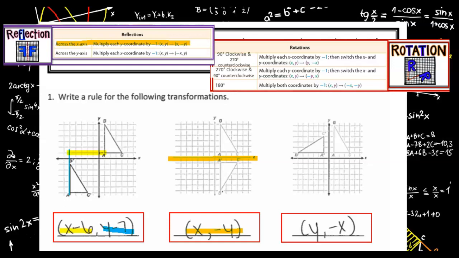And then finally, our last example here, we have a rotation. We have a 90-degree clockwise rotation. So our rule here is x, y becomes y comma negative x. So those coordinates are changing places and the x coordinate changes signs.